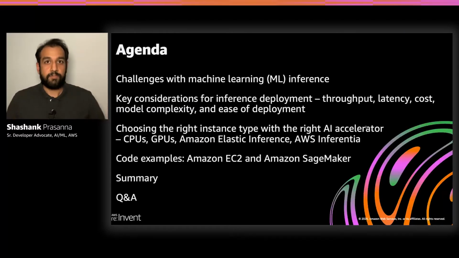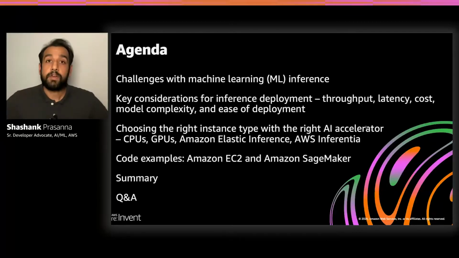So here's the agenda for the rest of our talk. I'll start off with some of the challenges with machine learning inference, and as you know, challenges with training can be very different from challenges you face when doing machine learning inference. We'll then take a look at some key considerations such as throughput, latency, cost, what kind of models you're deploying, and also how easy it is to go from a model to production deployment. You want to take a look at all these different considerations as you make your choice.